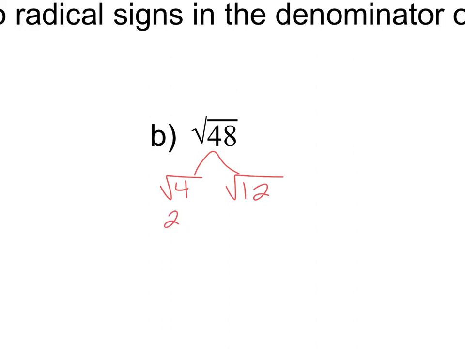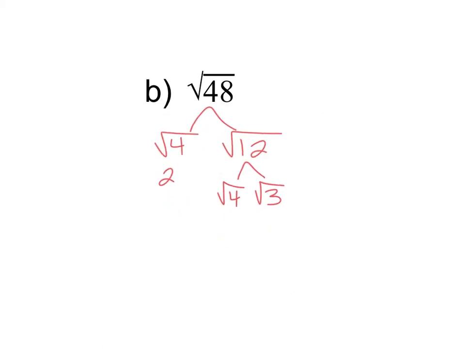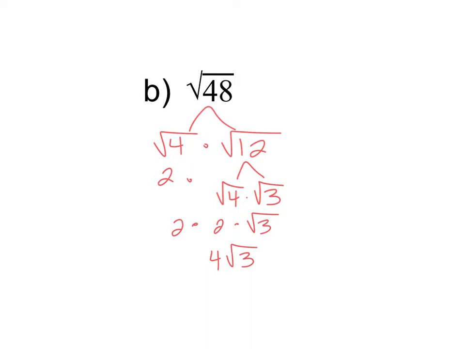And then the square root of 12, can we break that apart? Yep, we just did, right? That would be the square root of 4 times the square root of 3. So now we have 2 times the square root of 4 times the square root of 3. So that would give me 2 times 2 times the square root of 3. Okay, put it all together. This would give me 4 square roots of 3. So that is your answer.